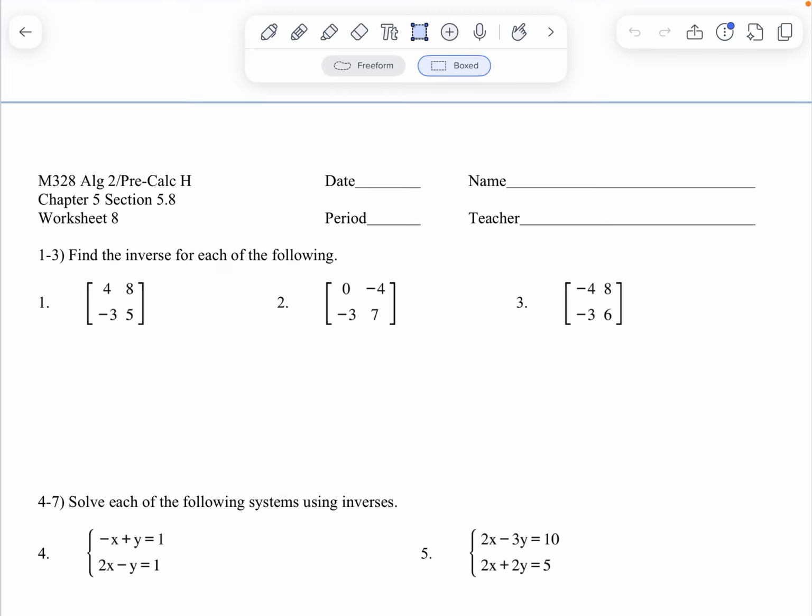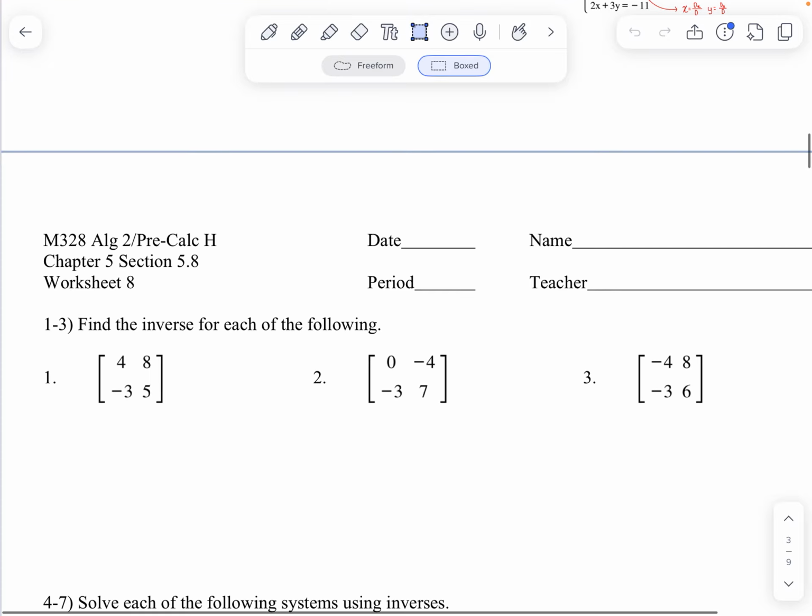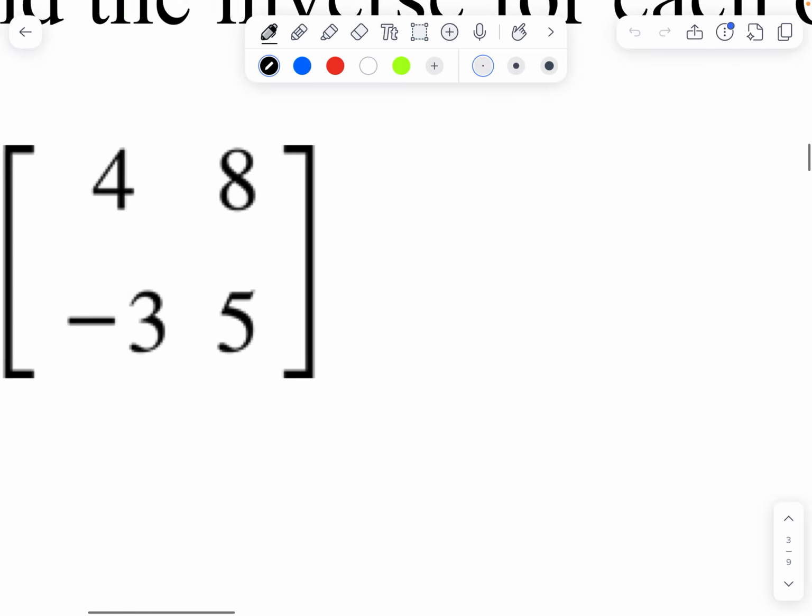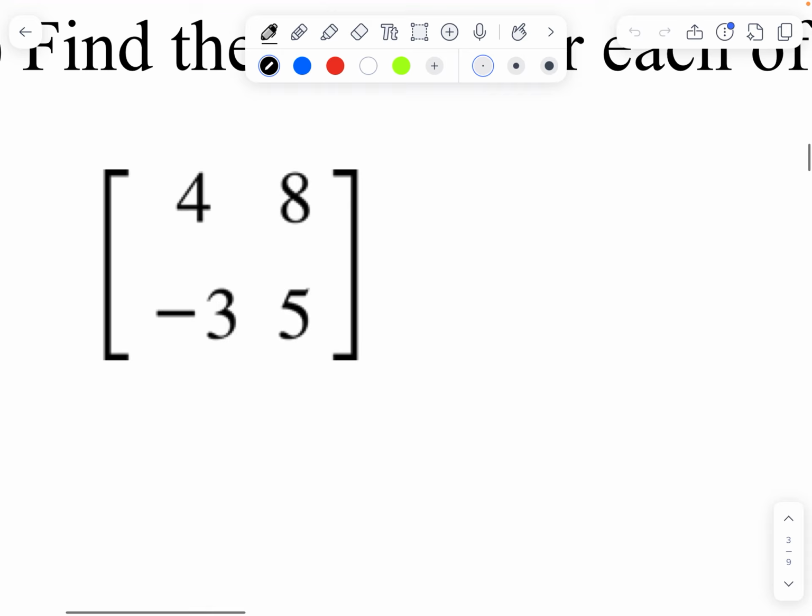In this video, we are going to be finding the inverses of 2 by 2 matrices. So let's get started. First, we need to find the determinant of the matrices.